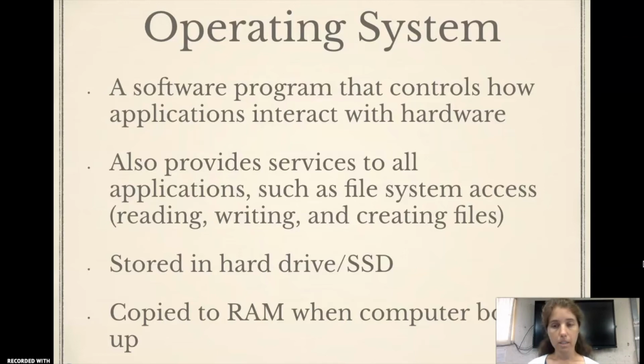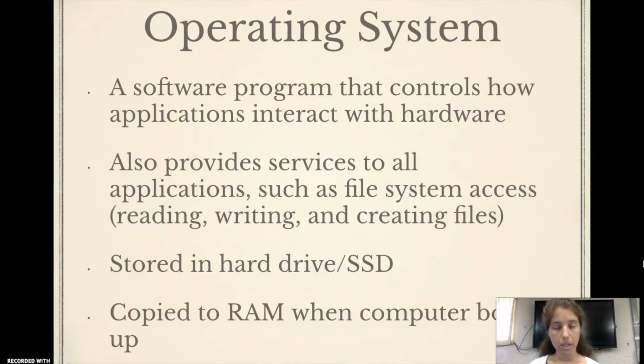Our operating system is stored in either our hard drive or our solid state drive, depending on what you have. So it's there when your computer's off, it's there when your computer's running, it just stays there all the time. But when you turn your computer on and it boots up, the boot up program copies your operating system into the RAM. So then you have a copy of your operating system in the RAM and in your hard drive or SSD.